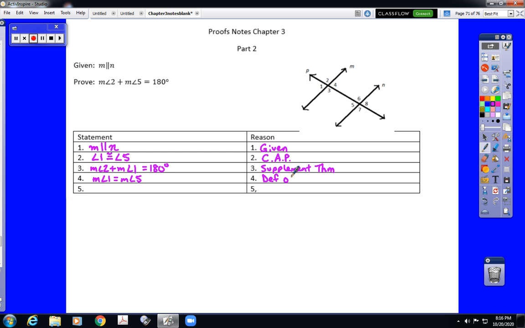That is the definition of the word congruent in that statement: those 2 angles, angle 1 and angle 5, must have the same measure. That's what makes them congruent.